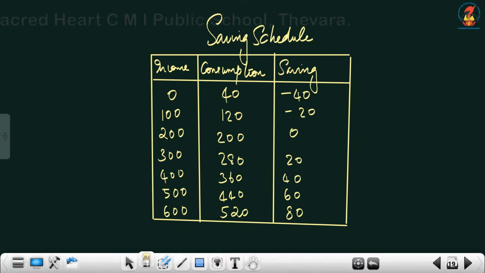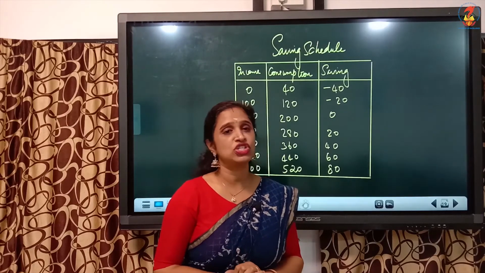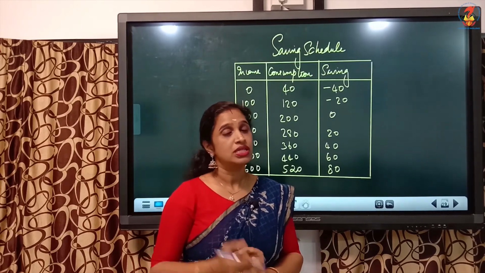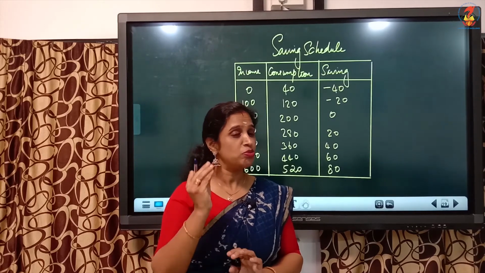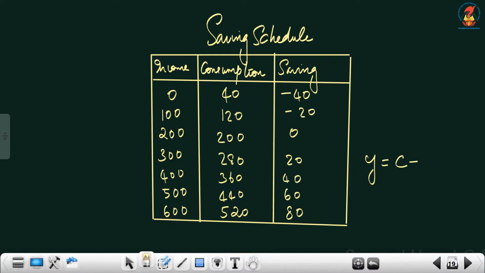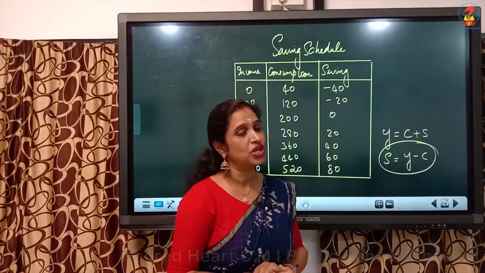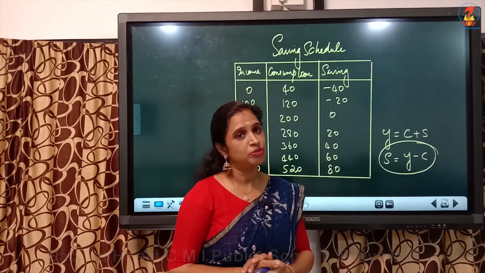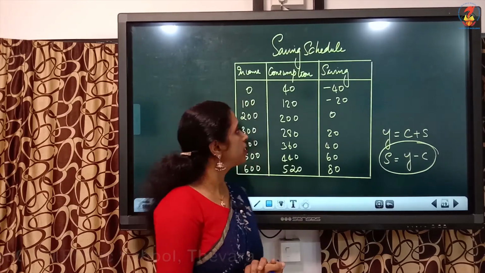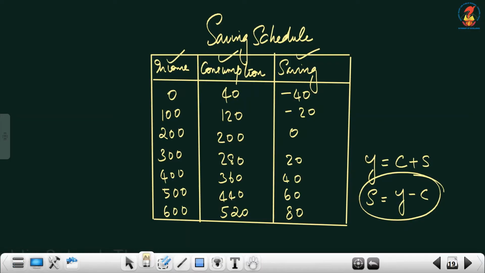Now, here is a saving schedule for you. For framing out the saving schedule, you need two components, one is income and the other one is saving, because saving always depends on income. But one more component we need, consumption, because you know that we have the equation Y is equal to C plus S, therefore S is equal to Y minus C. So when we subtract consumption from income, you will be getting the value of savings. Then it will be easy for you to understand. Therefore, I have framed out the table with three components. They are income, consumption and saving.